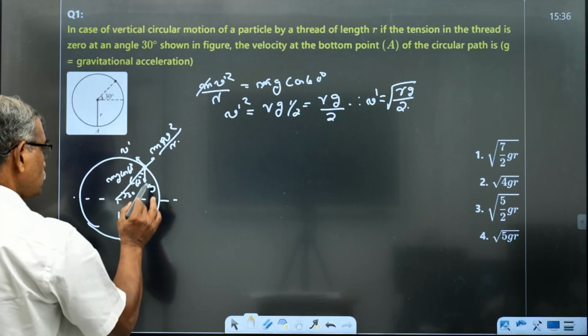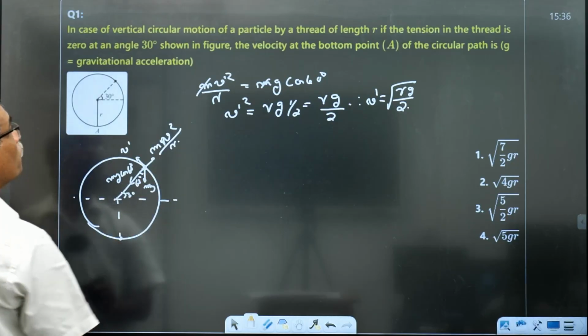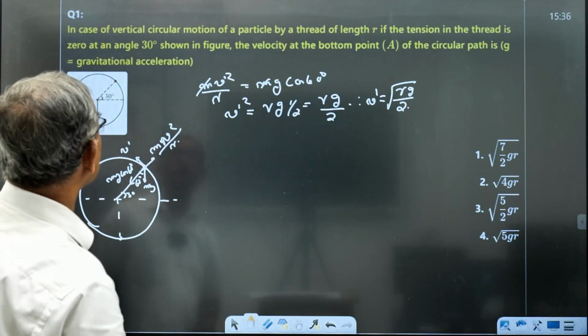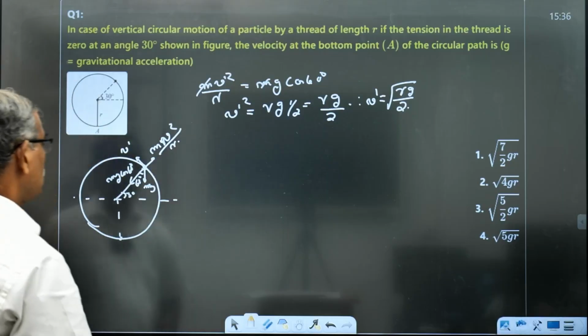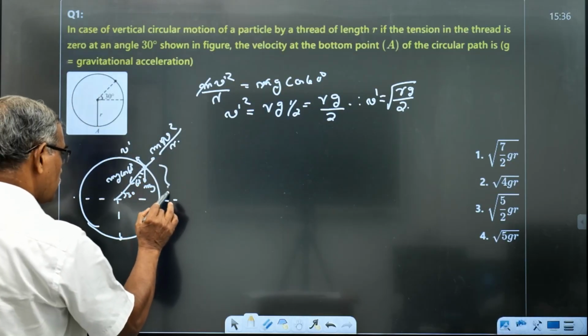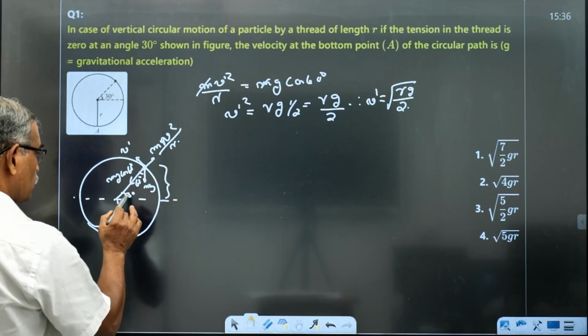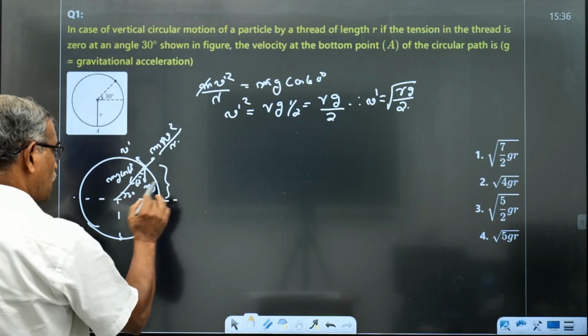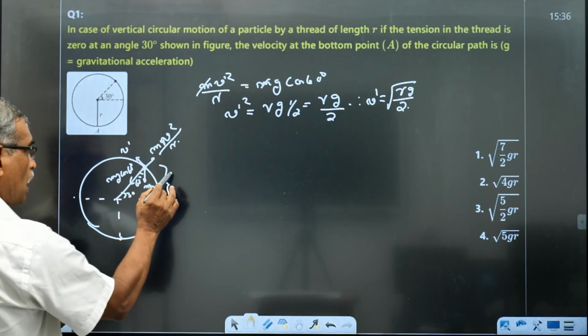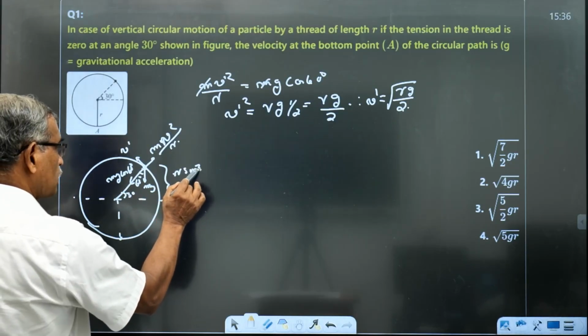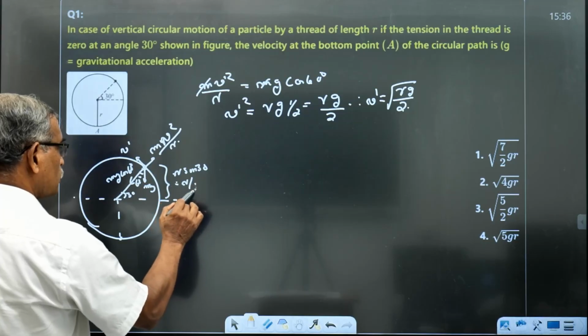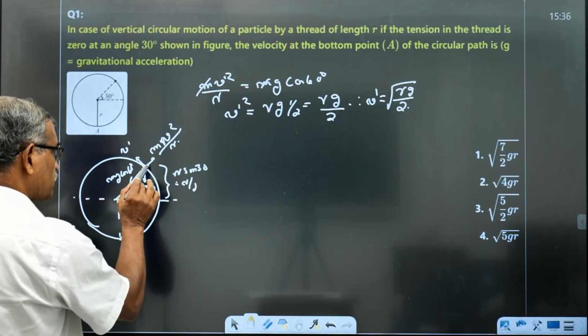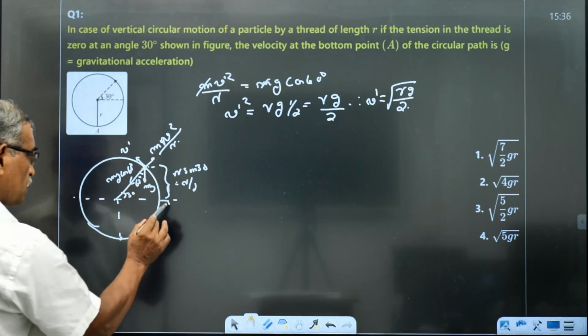Next. How much is the radius? R. Then what about this side? This angle is equal to 30. This is equal to r sine 30. R sine 30 is equal to r by 2. So this height is r by 2. This is r.